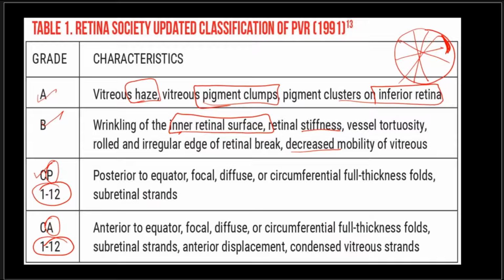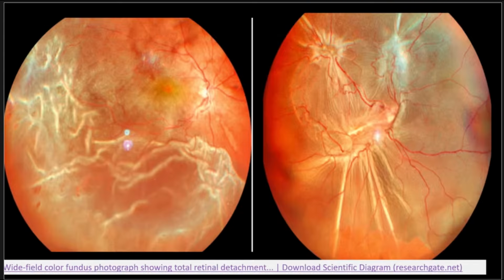Okay, the vessels might be tortuous, and the edges of your tears will have rolled edges, right? So the tears or the breaks are going to have these rolled or irregular edges. So that is your grade B PVR. In grade C, the PVR is going to affect the entire thickness of the retina, and therefore it will lead to formation of full thickness retinal folds or subretinal strands, right? So that is your grade C PVR.